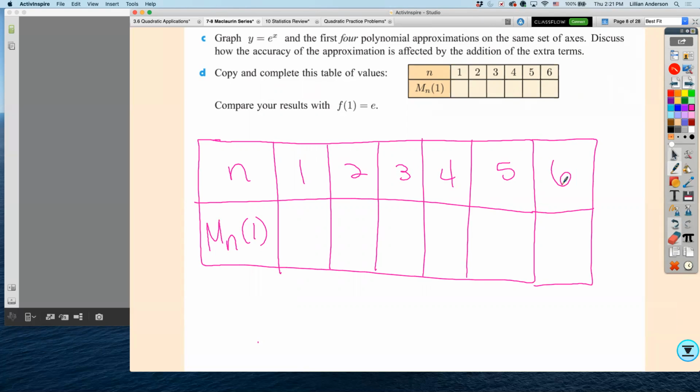So then it says m sub n of 1. So that means we're plugging in each of these top values for n, and we're plugging in 1 for x into my equation, my series. Okay? So what is my series? My first one would be 2. Very good.